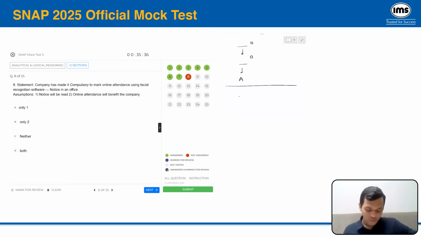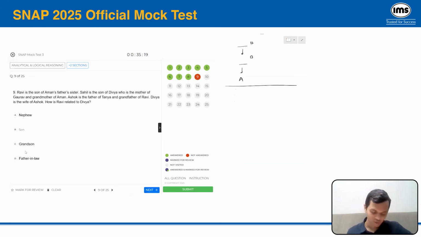Company has made it compulsory to mark online attendance using facial recognition software. Notice in office. There's an assumption that the notice will be read. Yes. Online attendance will benefit the company. Maybe to some extent. So I'm going to go with both. It's not the best worded sentence, but anyway.